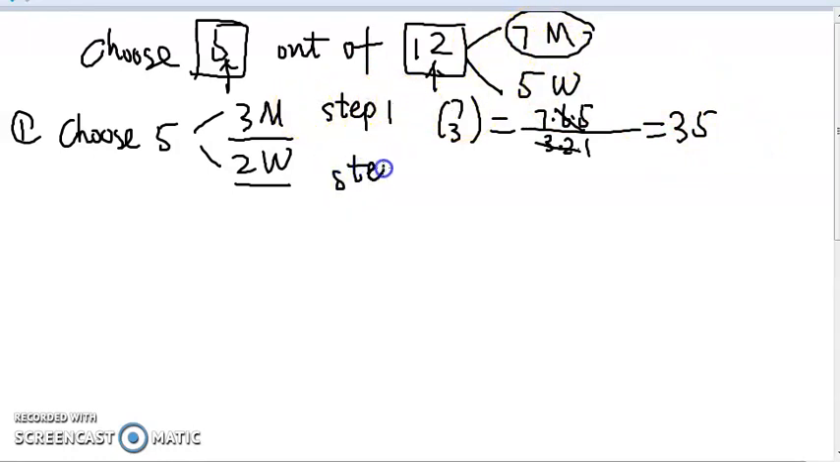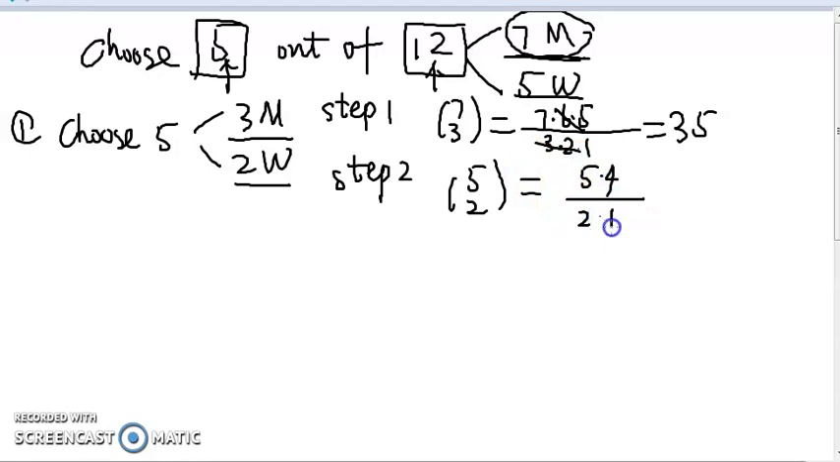Now step 2, let's choose 2 women. We have a total of 5 women, and we want to choose 2 of them. Notice that we're not using 12 or 5 here; we're using the specific numbers, 7 men and 5 women, and 3 men and 2 women. We can't use 12 and 5 anymore because we have to do it separately. Then we work this out, and we get 10 ways.